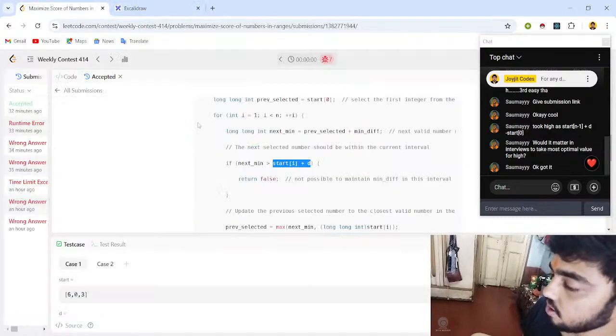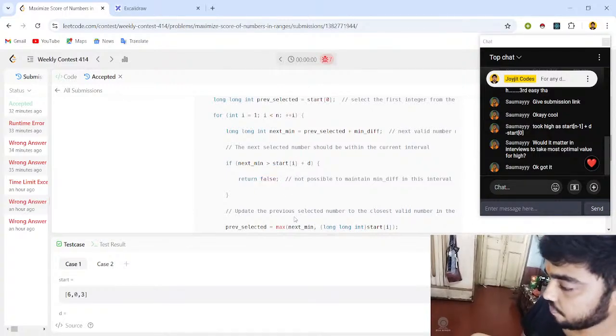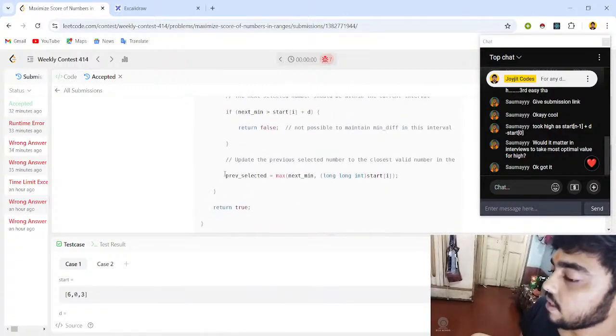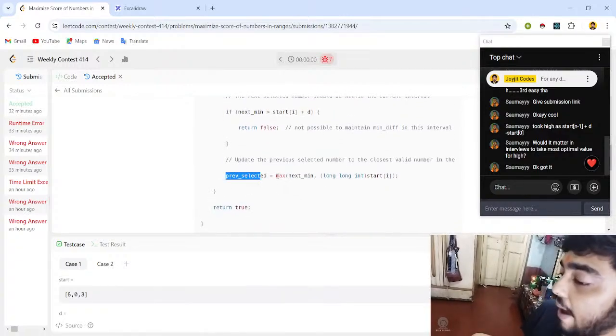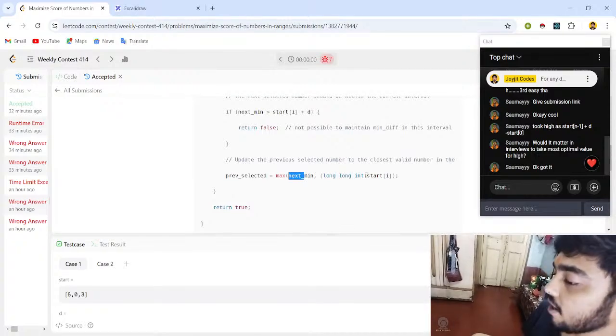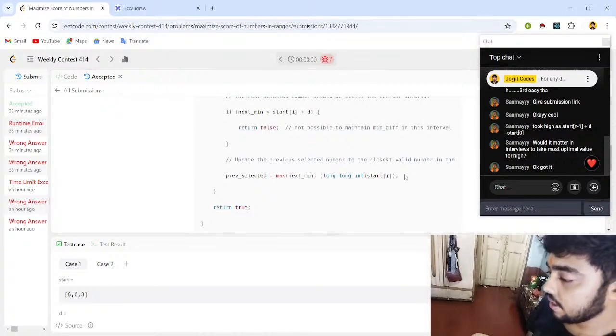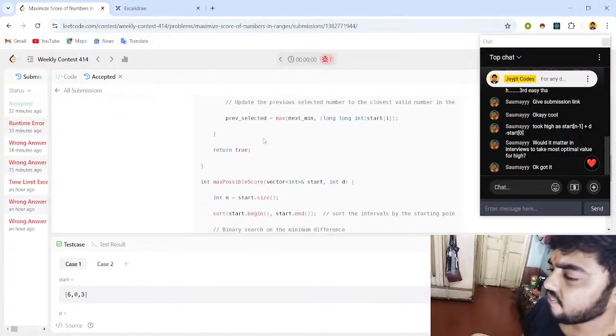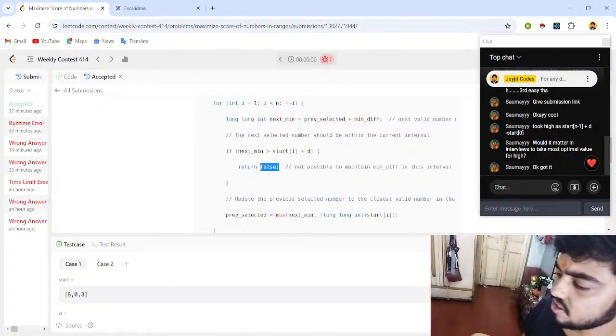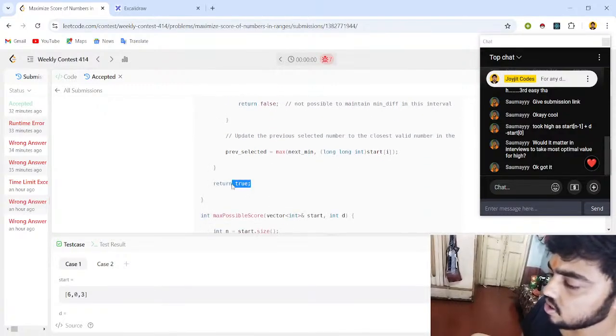Okay, as I was telling you in the question, if it is greater, we can directly return false. And if it is not, we are going to make the previous selected whichever is maximum, the next min or the start of i. The present position is maximum, or the next minimum with d added to it is maximum or not. Okay, so based on that we can find the previous selected, like we can find the closest value, and if at any position we are not facing any false, you'll just return true. So that's it, how we are doing it.